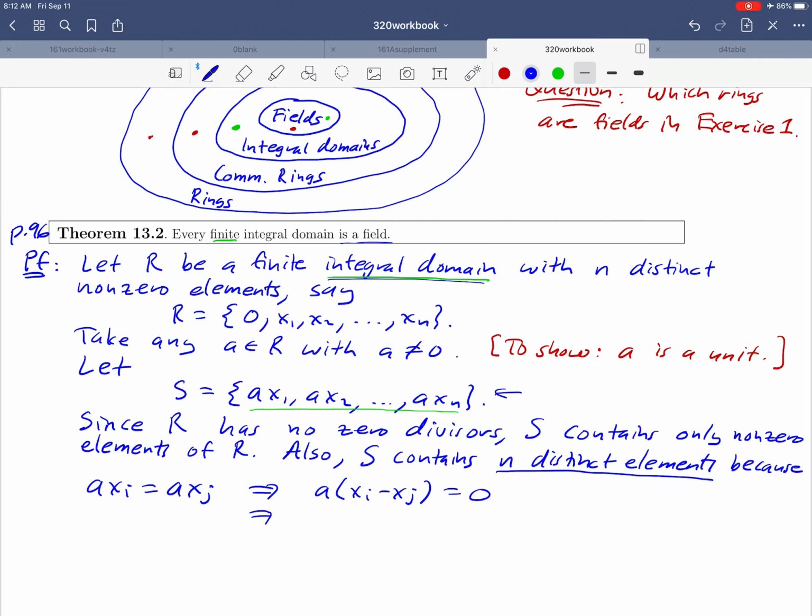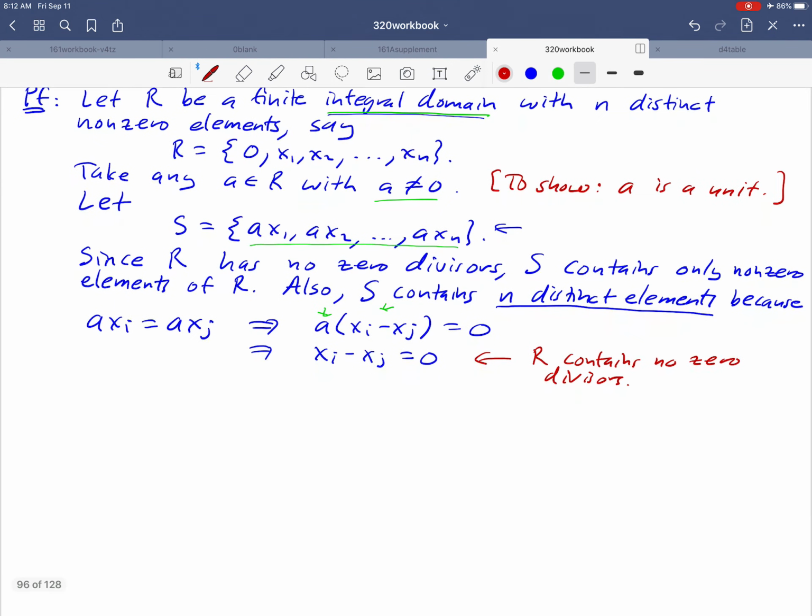But remember, we made the assumption that a is not 0, so if this a here is not 0, then xi minus xj has to be 0 because we're in an integral domain. We can't have 0 divisors in this ring. I'm going to remind you of that because that is a very important step here. No 0 divisors. And if xi minus xj is equal to 0, that means that xi equals xj.